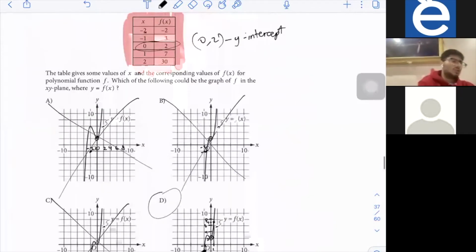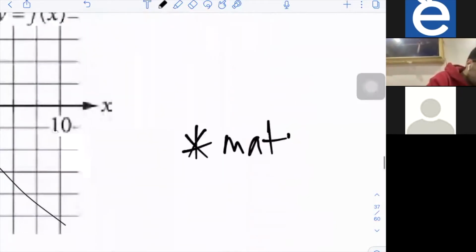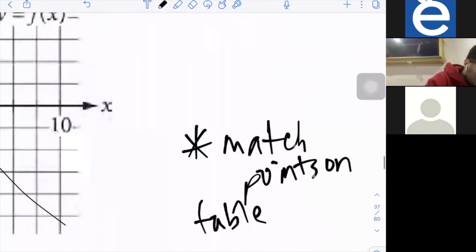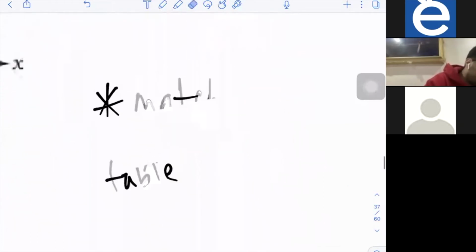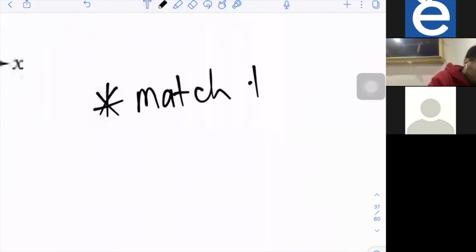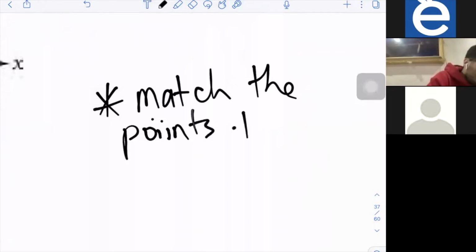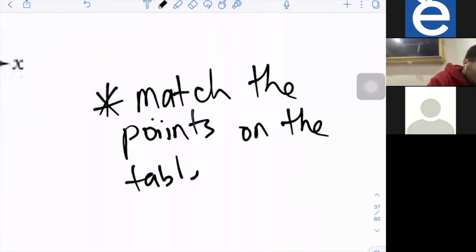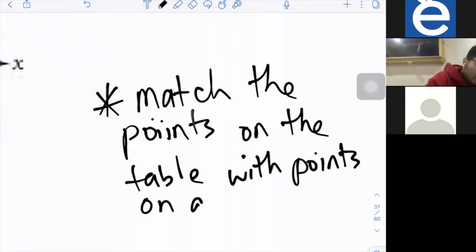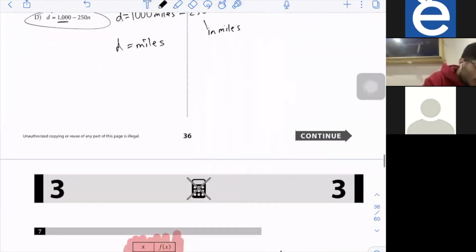So with this question, you just have to match the points on the table. Let me write this neater. Points on the table with points on the graph. So that's the key for this question.